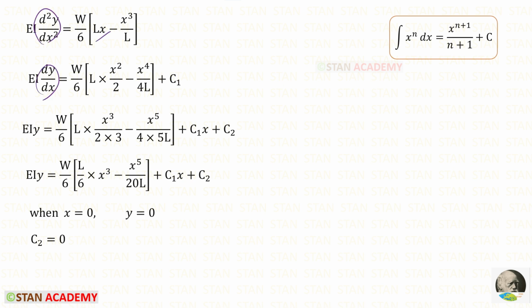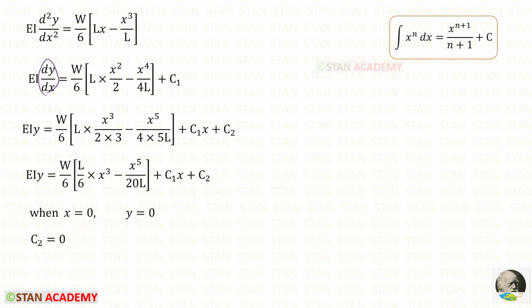To integrate x and x³, we can use this formula. For x, it will be x²/2. For x³, it will be x⁴/4. C1 is the constant. One more time, we have to integrate on both of the sides.